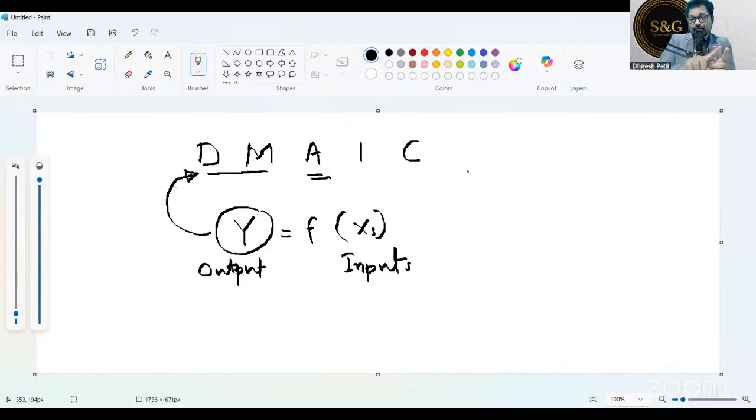The moment we go from measure phase to the analyze phase, our focus shifts from output to input. In analyze phase, we use fishbone analysis, root cause analysis, hypothesis testing and validation methods. So our focus shifts from output to input. Then we improve the inputs in the improve phase, and then we control the inputs in the control phase. So analyze, improve, control, these three elements basically focus on the X's.